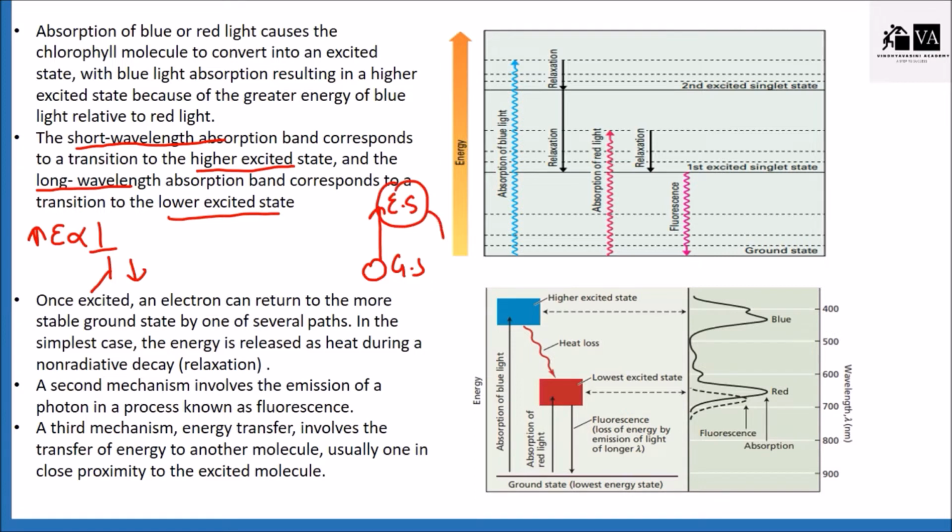So when a molecule has moved from its ground state to an excited state, it will again come back to its ground state, because the excited state is an unstable position. So a molecule wants to return to its more stable position, that is the ground state. So the molecule will do this.